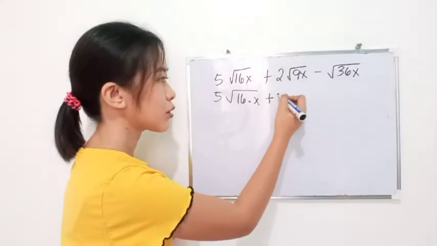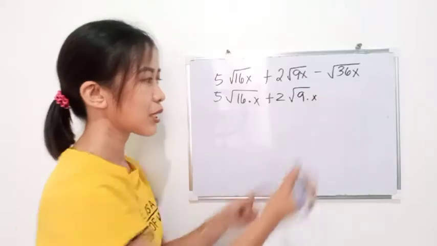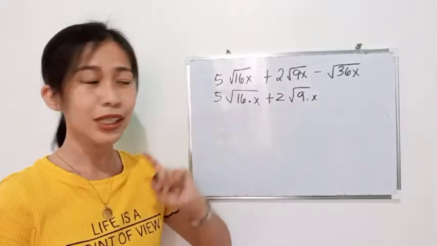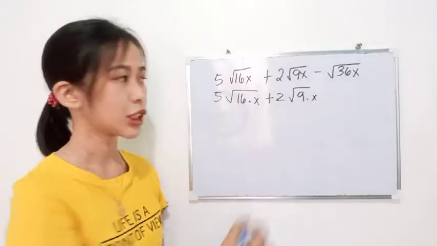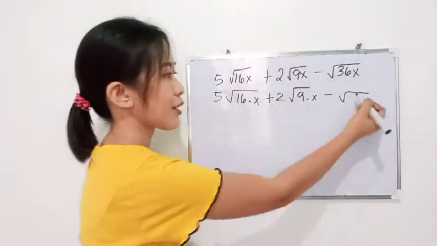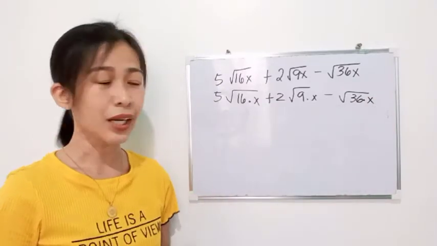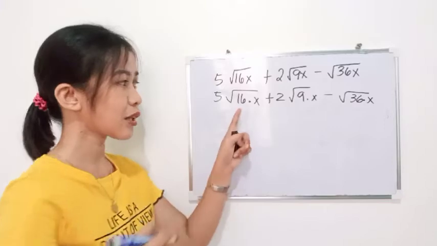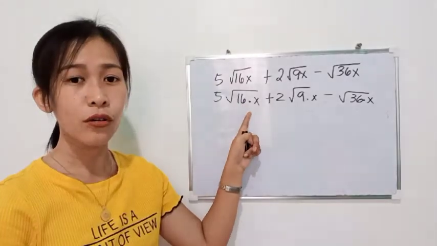We have plus 2, 9, and x, 9 times x. Bakit hindi na natin ifa-factor si 9? Kasi, di ba, si 9 is a perfect square already. So, 9 times x na lang siya. And of course, ganito din kay 36. We have 36 times x. Ganun lang kasimple.